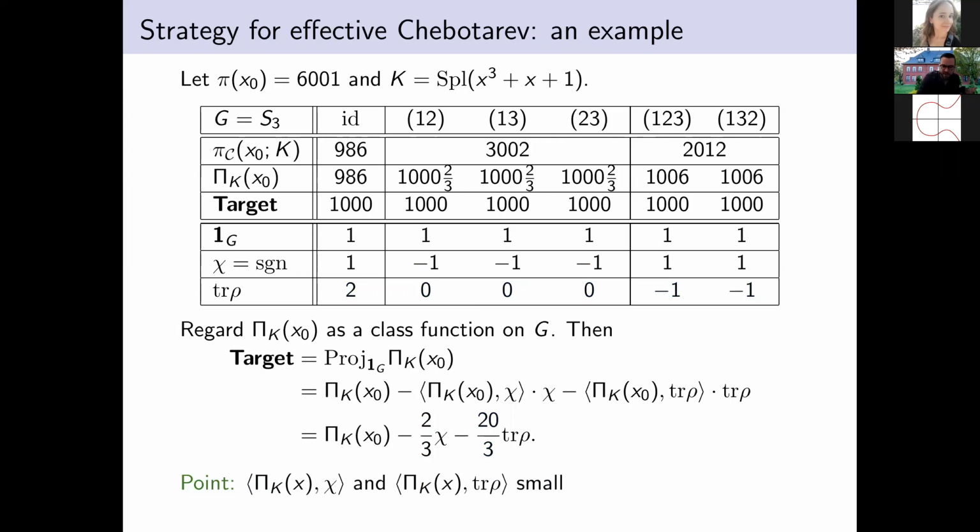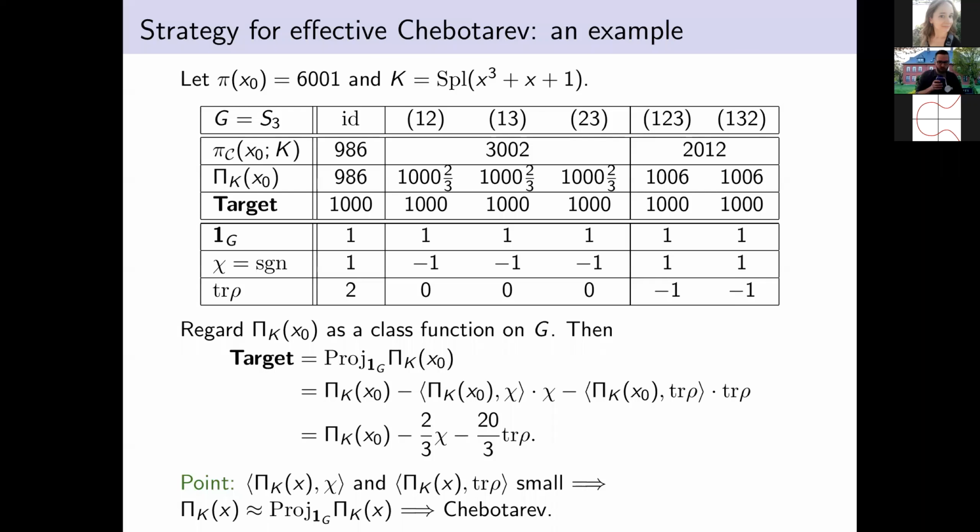Okay, so the point is that if we can show that these two numbers are small, for a general value of x, not necessarily this one where we've just done it by hand, then that's going to show that this prime counting class function is very close to its orthogonal projection onto here. It's very close to making everything just equal by fiat. And that is exactly what we need to do to prove a Chebotarev density theorem.